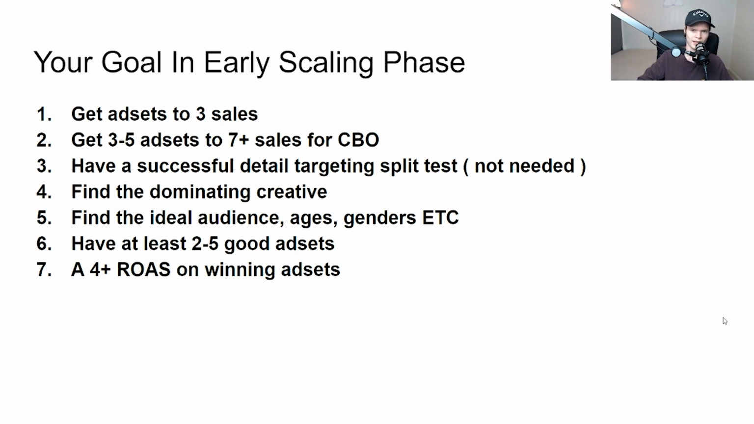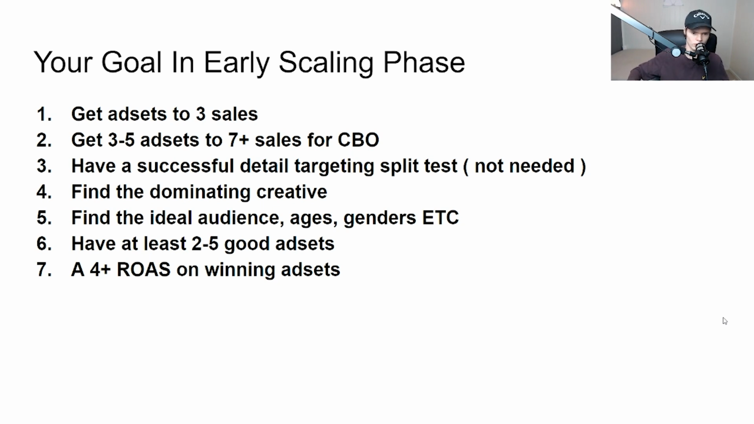That means you're going to milk some ad sets. Just stay patient with them until they hit like 7 sales. But as I told you guys, you want to have 3 to 5 of them in order to make a good CBO. And then another thing that would be super cool, it's not needed, but it's always a plus if this can happen, that is to have a successful detailed targeting split test. But as I said, it's not super needed, but it's always nice. And you also want to find the dominating creative. You want to find your best creative, which one is going to work the best.